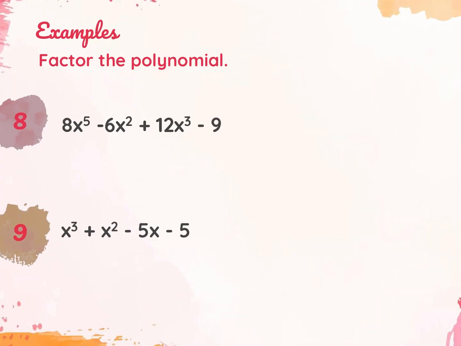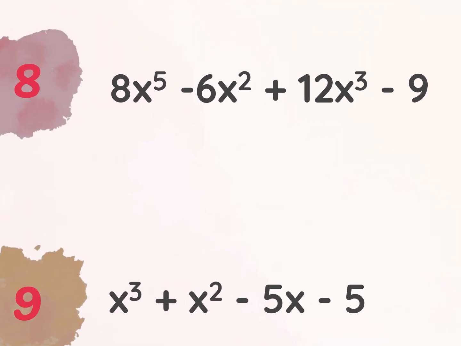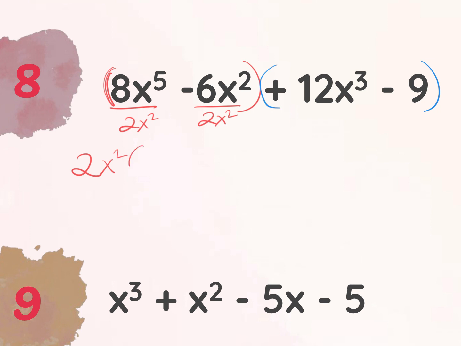So first one, again, I'm going to group it how it's given to me. I'm going to make a red group and a blue group. I'm going to look for my greatest common factor of my red group, and that's actually going to be 2x squared. I'm going to write down the GCF. I'm going to write down what I get when I divide. And now I move to the blue group. My greatest common factor here, notice the 9 does not have a variable, so my GCF is just positive 3.